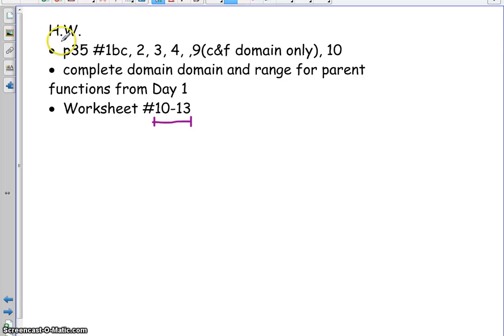And then I want you to go back to the very first day when I had you complete all those parent functions. I just want you to find the domain and range for all those parent functions, and we'll take those up next class. Okay, so that's it. That's all.